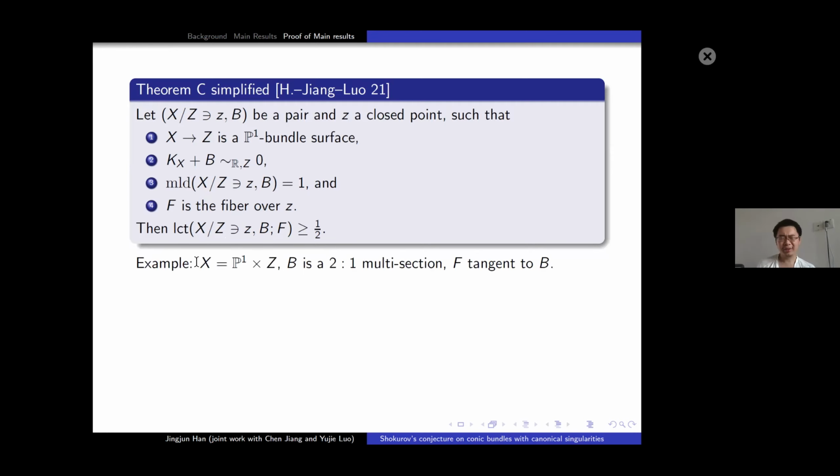And here again, the value 1/2 is optimal. The reason is that, for example, we can take X to be P1 times Z, and then B is a 2-to-1 multisection, just like a conic. So B is a conic, and I take my fiber F to be tangent to B. And then in this case, we can show that the log canonical threshold of (X/Z, B) with respect to F is equal to 1/2.